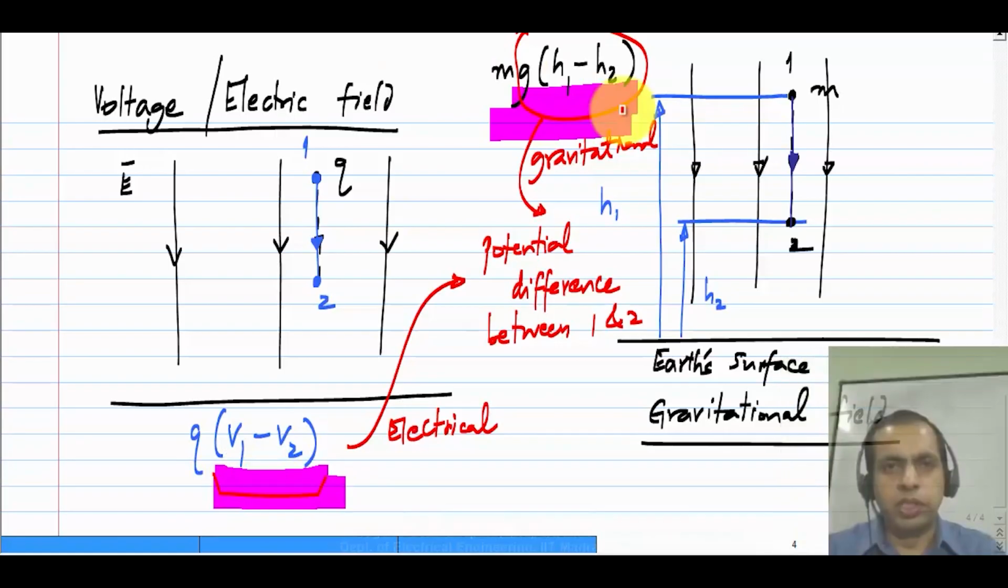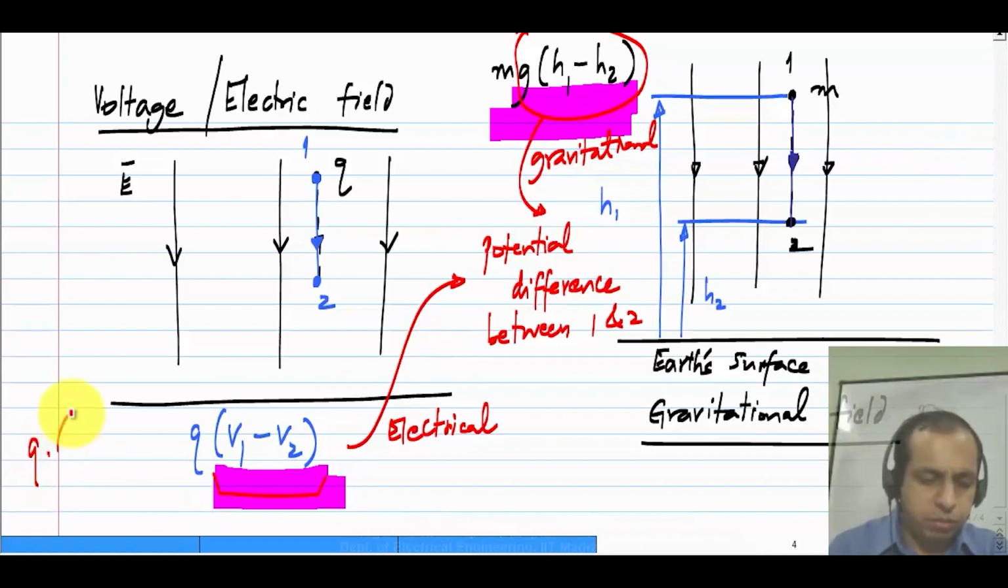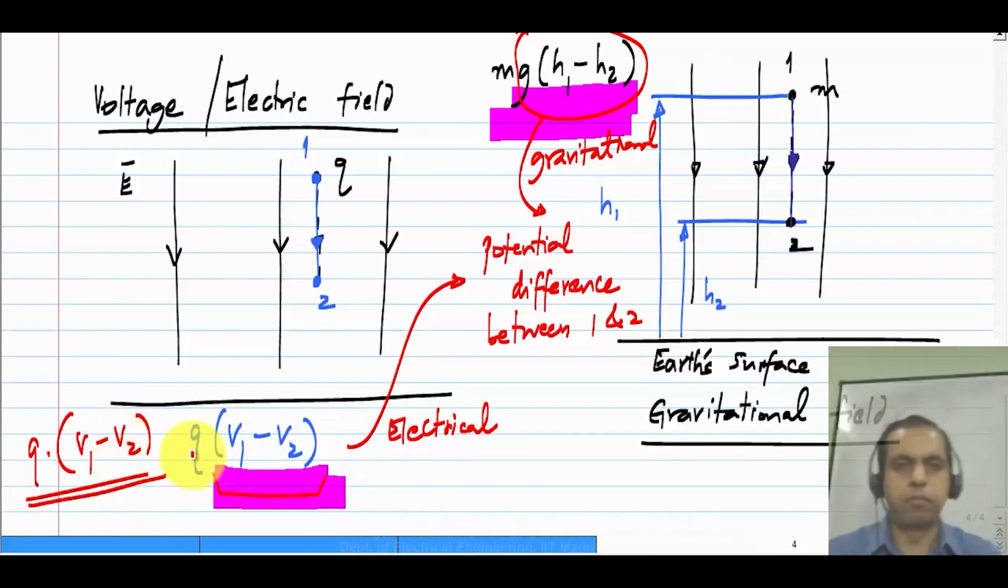So the potential energy gained by falling in an electric field is nothing but the charge times the potential difference between the 2 points. Okay.